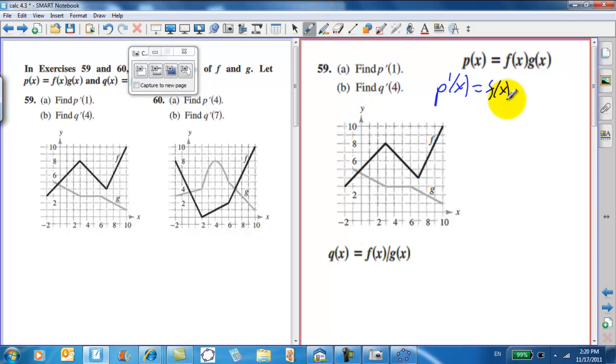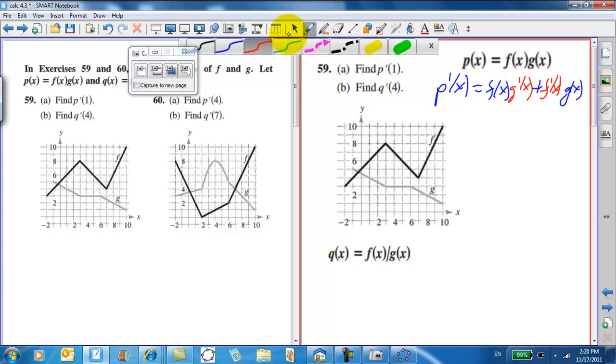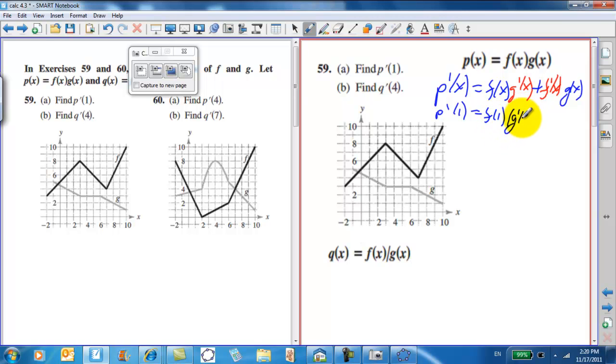Leave the first function alone times the derivative of the second, g prime of x, plus, now we're going to take the derivative of the first function and leave the second function alone. So we're going to multiply this by f prime of x. So p prime of 1 should equal f of 1 times g prime of 1 plus f prime of 1 times g of 1. And you can look these up on the graph.